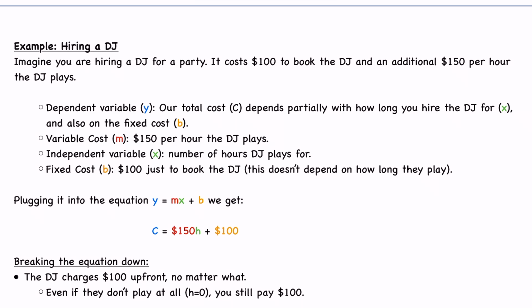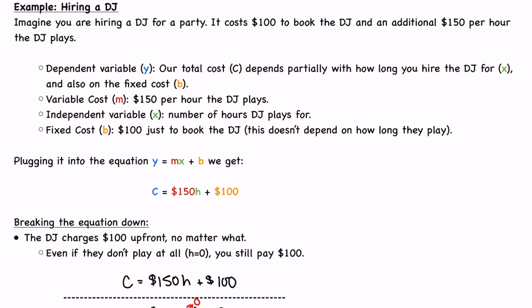Our variable cost, or our m, is going to be $150 per hour the DJ plays. Our independent variable, x, is the number of hours the DJ plays for. So that is going to be what we're plugging in because we want to see our total cost if we hire the DJ for 1 hour, 2 hours, 0 hours, etc. And our fixed cost, or our b, is going to be $100 because it costs $100 to book the DJ regardless of how long they play for. If they play for 1 hour, 10 hours, you still have to pay that $100 booking fee.